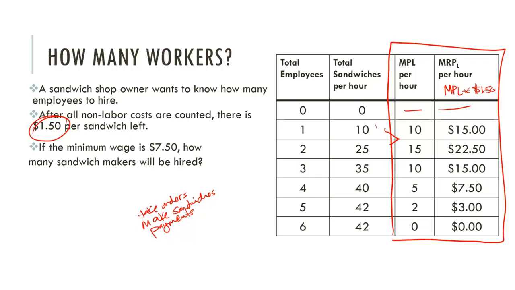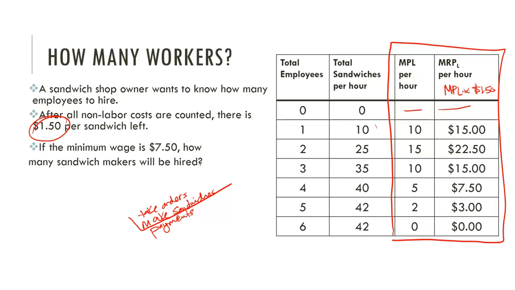Now, once we've added the second guy, they can split jobs, right? The first guy can take the order and make the sandwiches. The second guy can take the payment and package up the sandwiches, whatever he needs to do. And it actually makes both of them more productive. But we would say for the company, adding the second worker adds 15 more sandwiches per hour. And if we multiply that by $1.50, that means adding a second worker is going to generate $22.50 per hour.